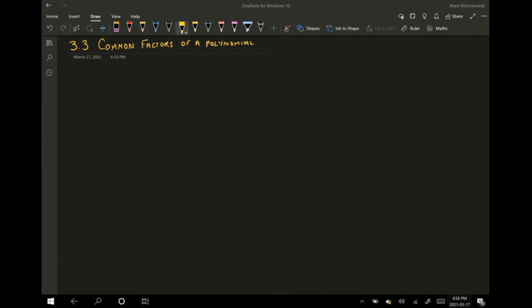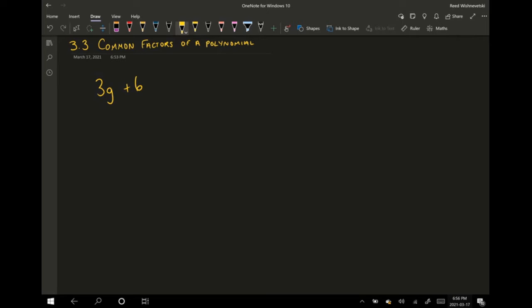Okay, so today we're going to be working on common factors of a polynomial. What I'm going to do for you guys here is factor a binomial, a trinomial, and a trinomial with two different variables. So first off, let's start with that binomial. What we're going to work with today is 3g plus 6.